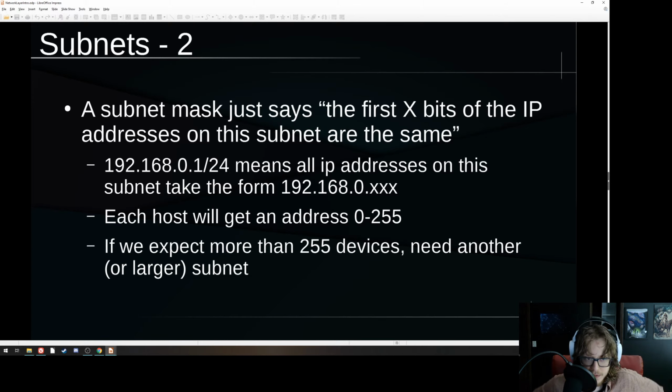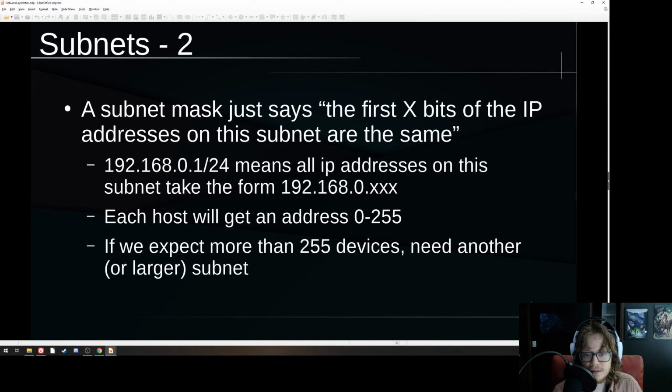But for example, if your address is 192.168.0.1 and then you have this /24, that means that you are on the /24 subnet. All IP addresses on that subnet will take the form of 192.168.0 and then something else. The first 24 bits are the same. Now, this is a convenient notation when it's a multiple of 8, right? You notice I was able to say .xxx at the end there.